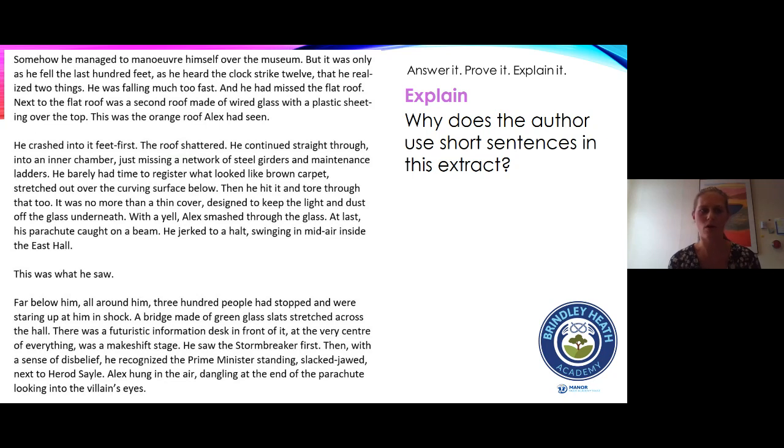I can see there's lots of short sentences in the first and second paragraph. If I want to pick out some examples to help some of you, he was falling much too fast, the roof shattered, are examples of some short sentences. So I want you to think, why would the author use those particular sentences? What would it make the reader feel? Okay, think about the impact it has on the reader. I'm going to give you a couple of minutes now to answer that question. Okay, so why does the author use short sentences in this extract?